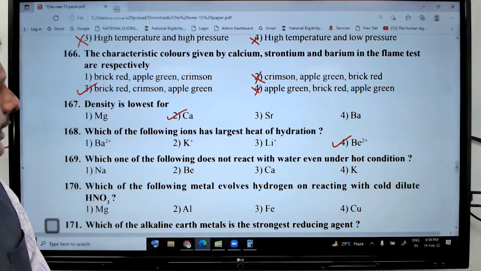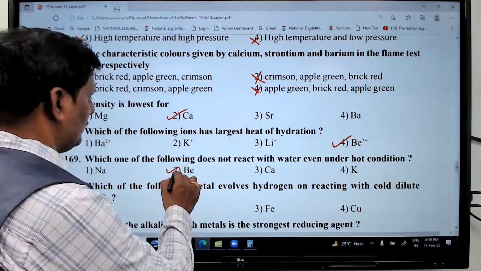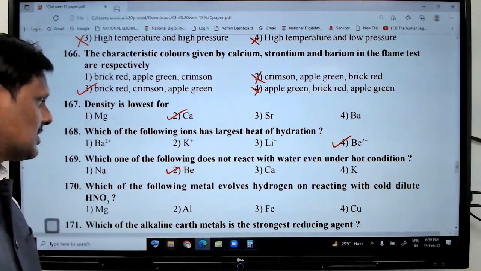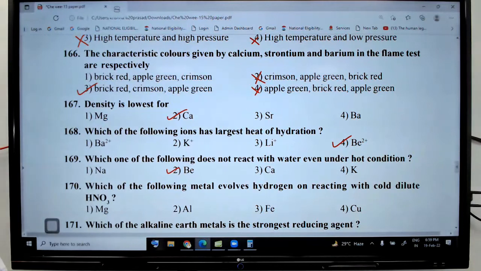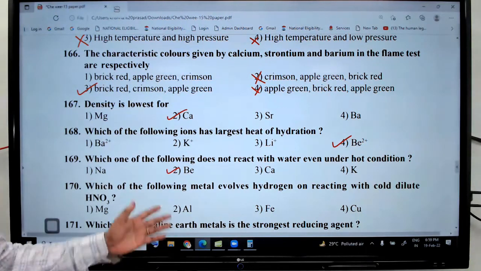Which one of the following does not react with water even under hot conditions? Under hot conditions, beryllium. Top to bottom reactivity increases. Beryllium is less vigorous only. Less drastic conditions are used in order to decompose water. So the answer is beryllium.